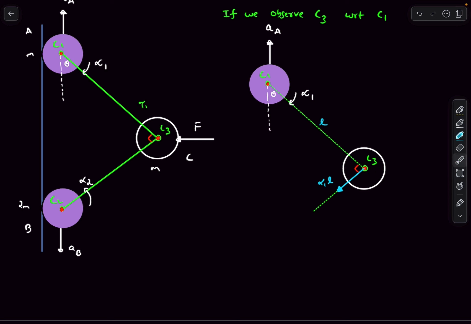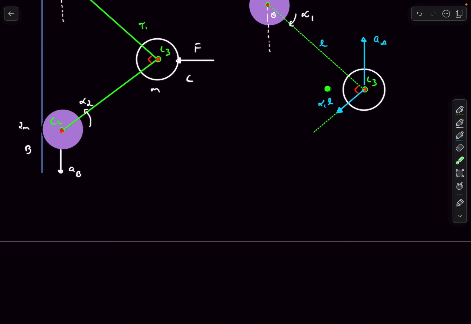So this alpha 1 multiplied by L is the acceleration of the center C3 with respect to the center C1. Now if we add the acceleration of C1 vectorially to this, the acceleration of center C1 is actually AA. The vector addition of these two components should give me the acceleration of C3 in the ground frame. Basically, all I have done is that acceleration of C3 is equal to acceleration of C3 with respect to C1 plus acceleration of C1, right? So to the relative acceleration, if I add the acceleration of the frame, then I get the acceleration of C3 with respect to the ground frame.